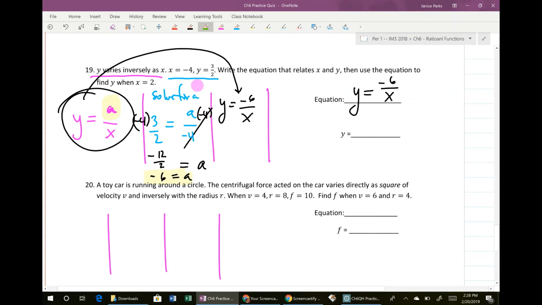The last part is when you actually solve. You use this equation to solve. So it says find y when x is 2. So that would be negative 3.